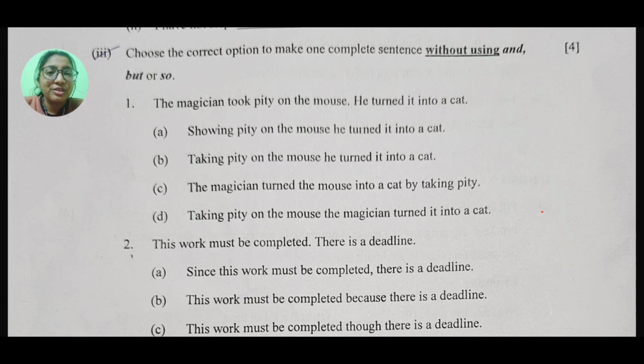Now let's move on to question number 3. Choose the correct option to make one complete sentence without using and, but or so. The first one over here is, the magician took pity on the mouse. He turned it into a cat.